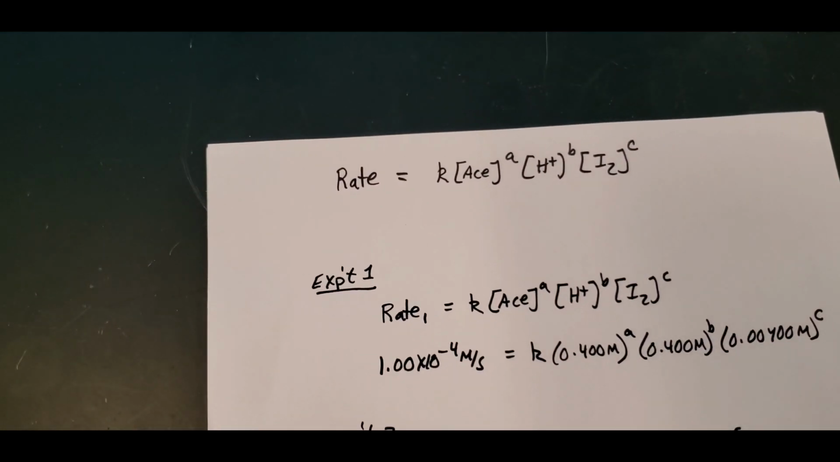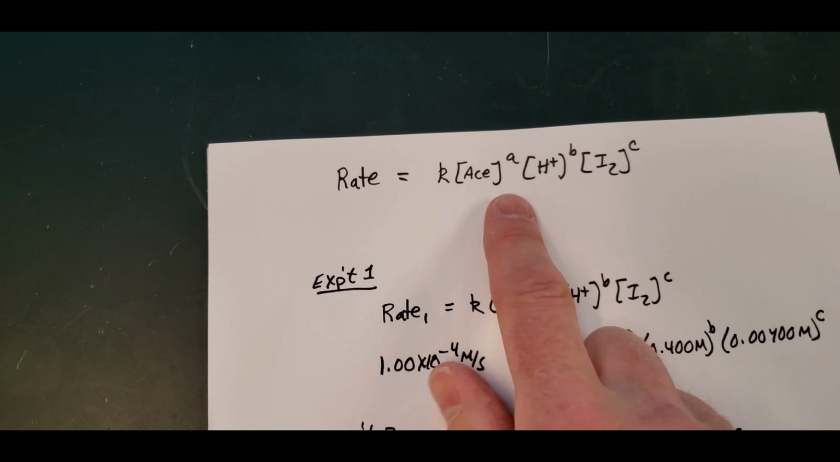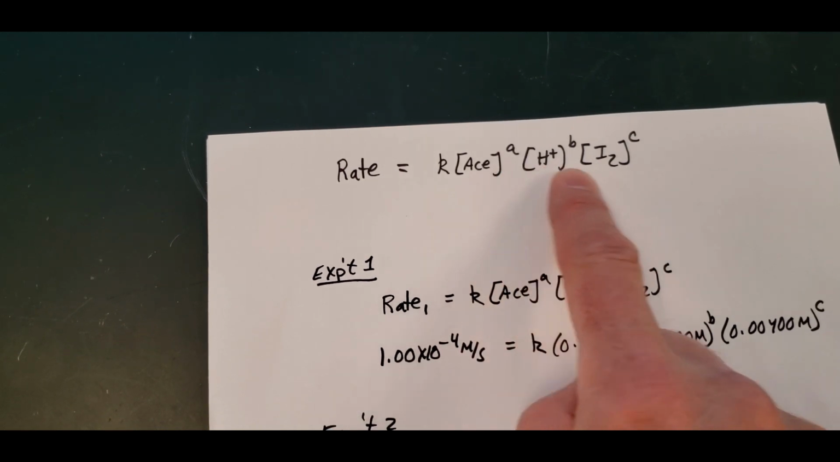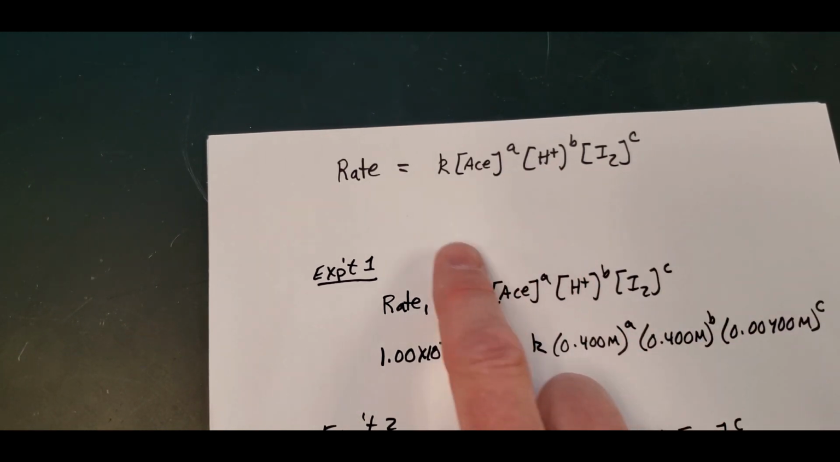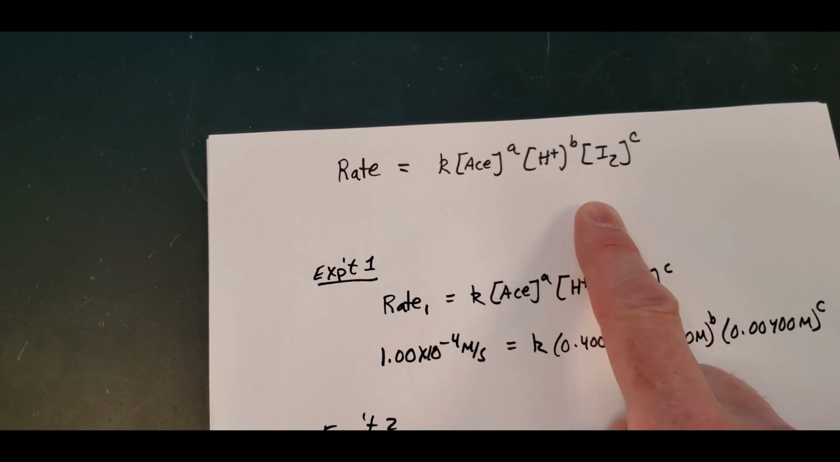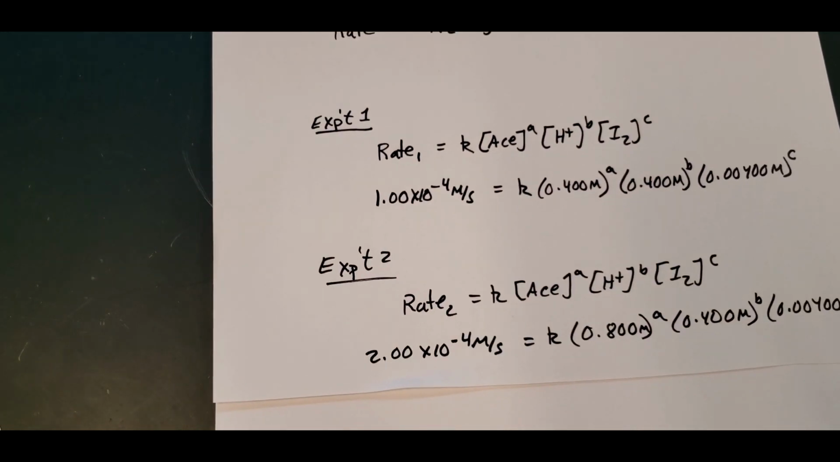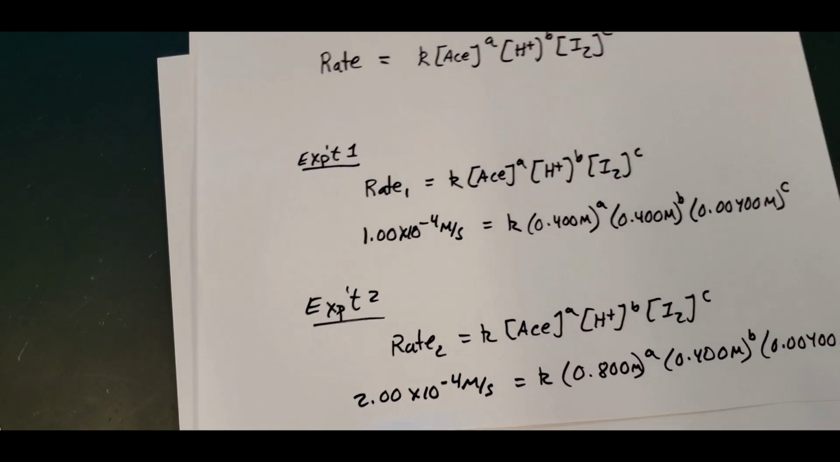Next thing to do is to find the orders of reaction. I'm going to show you how to find A, and then B and C shouldn't be too tough to do. Here's our rate law, and each experiment has its own rate law. All you have to do is put in the values.